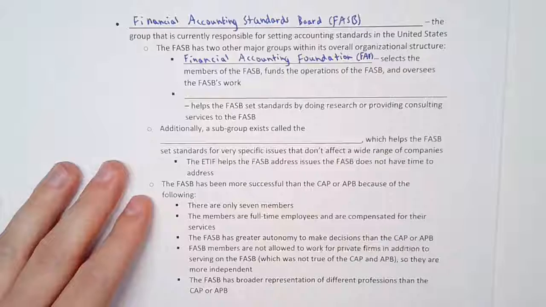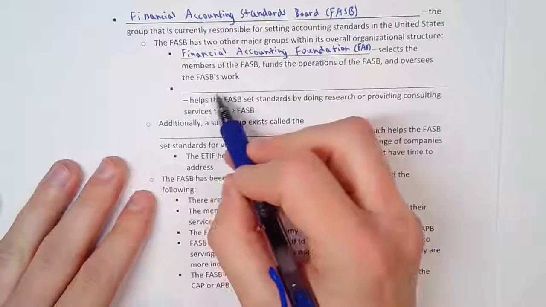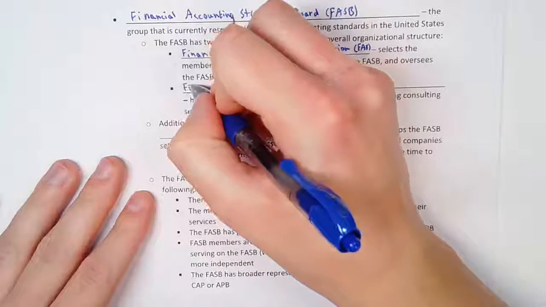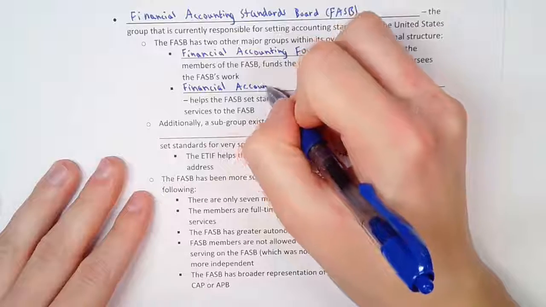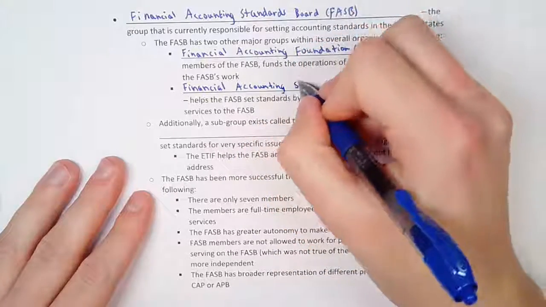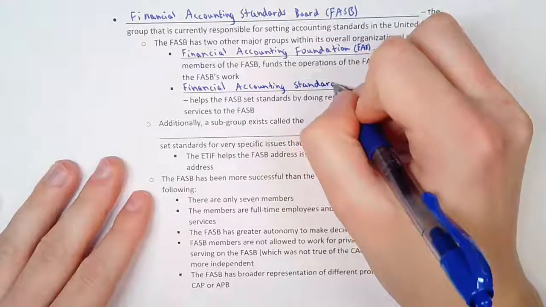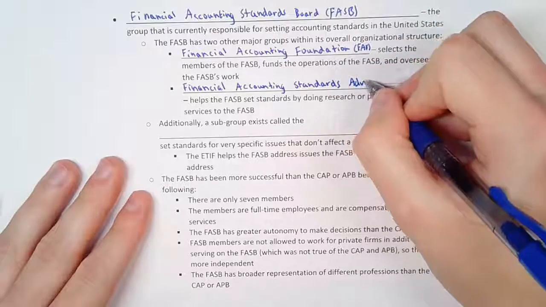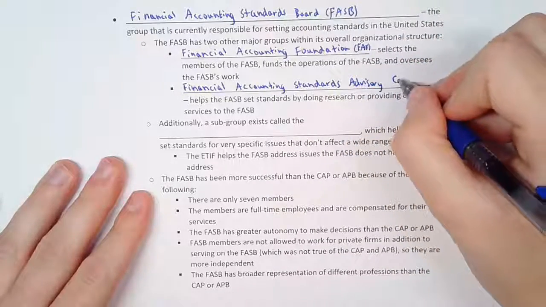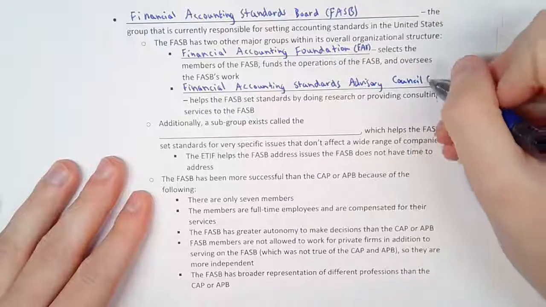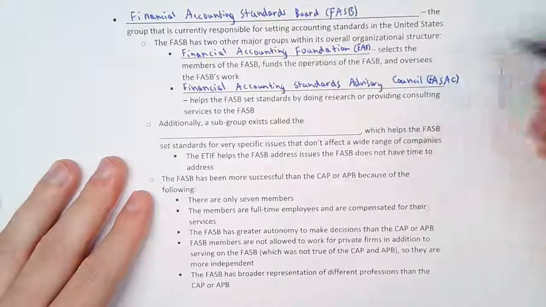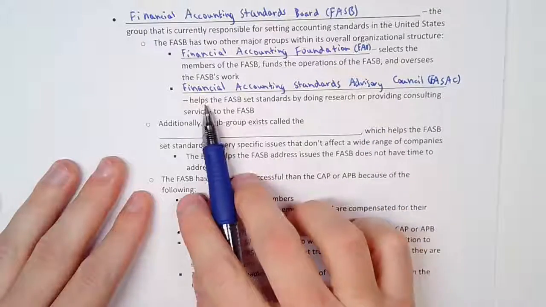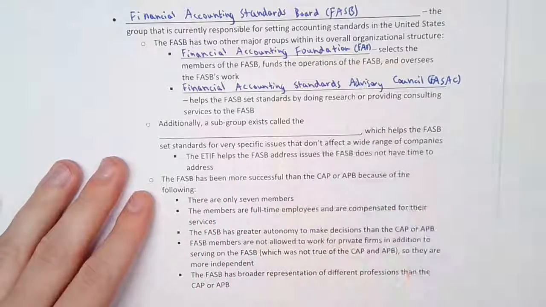And then the other group that we have here is the Financial Accounting Standards Advisory Council. And this is FASAC. Okay. And so basically what this group does is that they help the FASB to set standards by helping the FASB to do some research, and they also provide consulting services to the FASB.